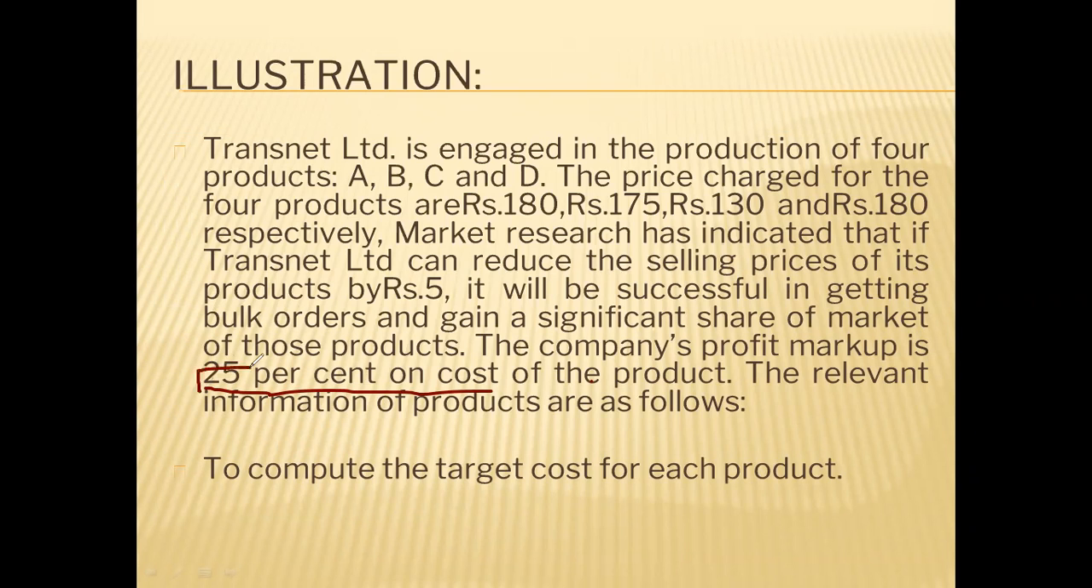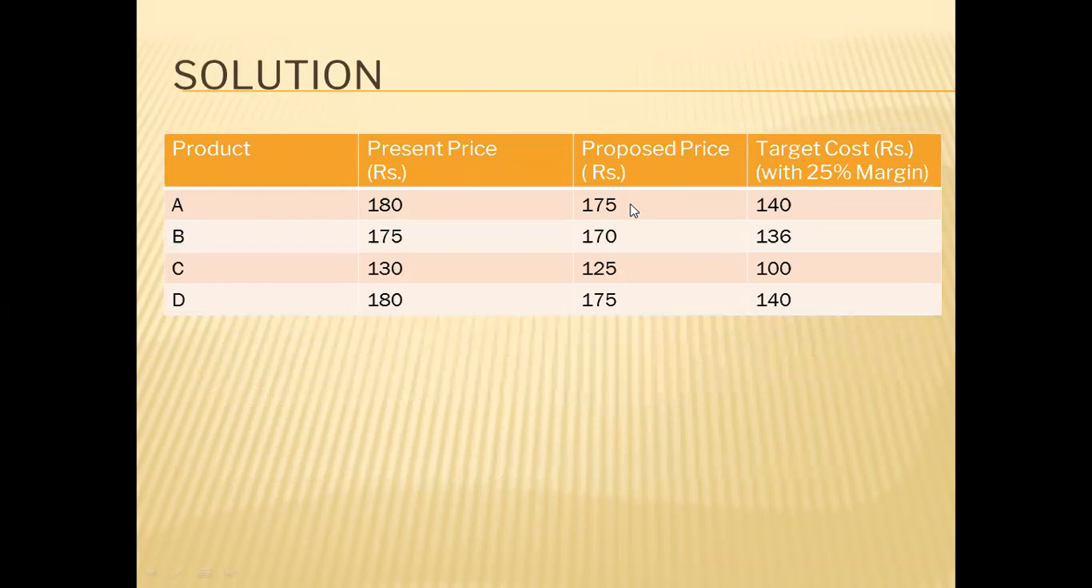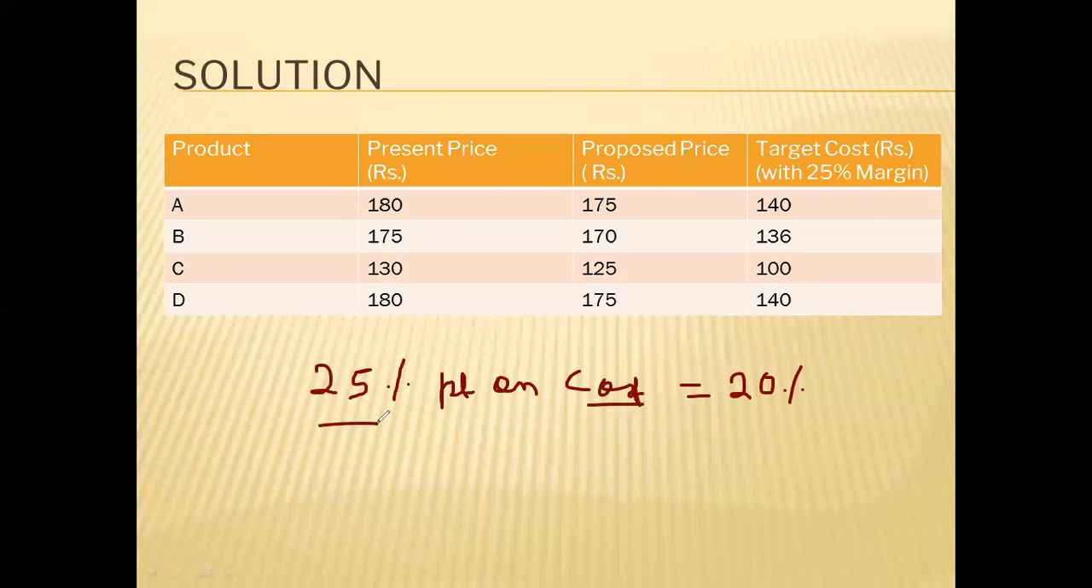Here the wording is 25% on the cost, but we require profit on selling price because we are reducing from the selling price now. So if you apply the conversion table, 25% profit on cost will become 20% profit on selling price. So this is the conversion.